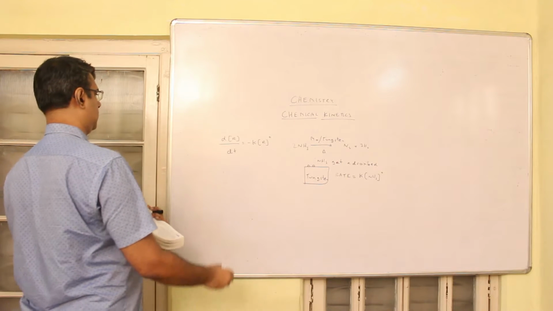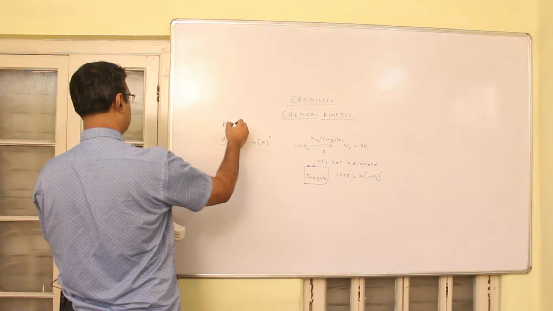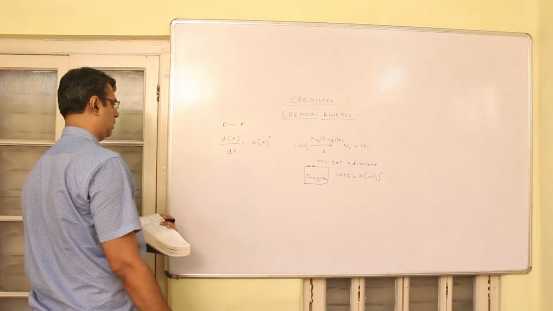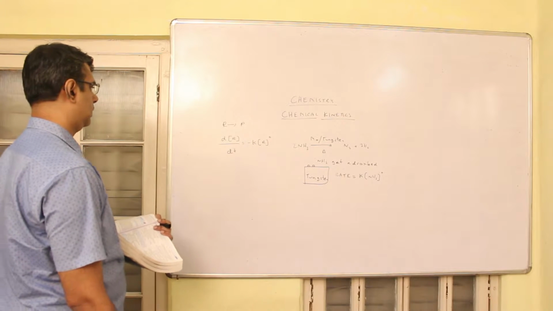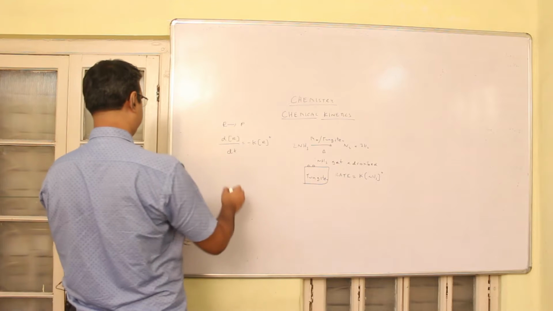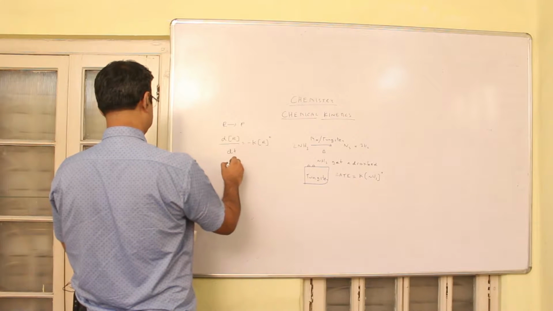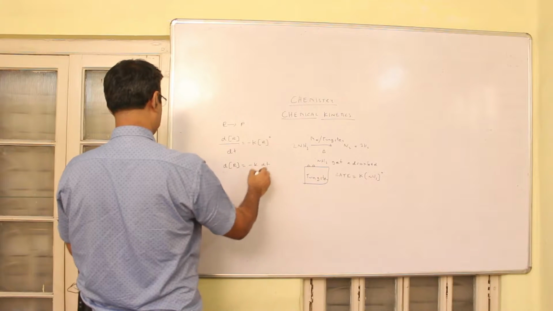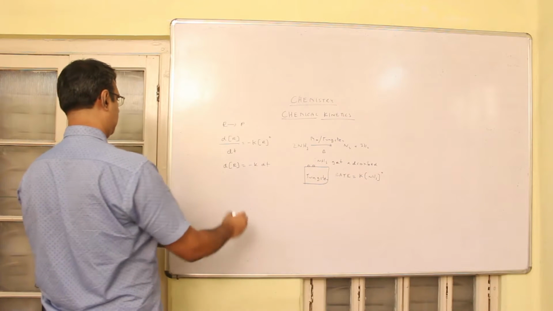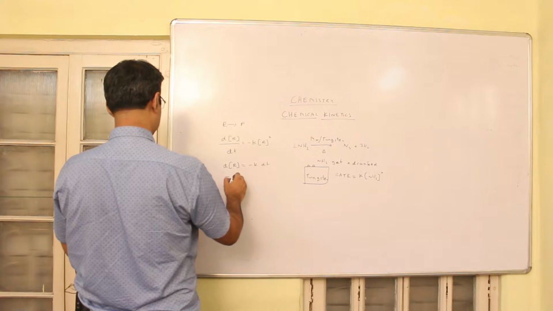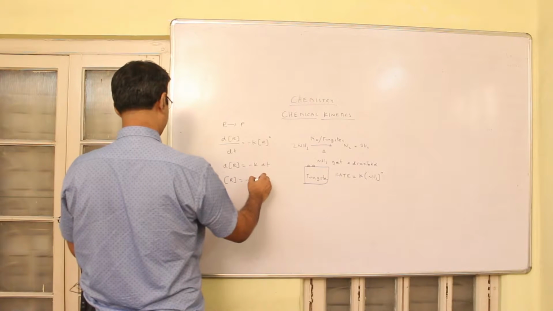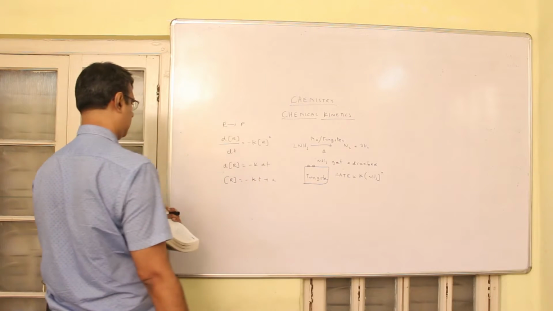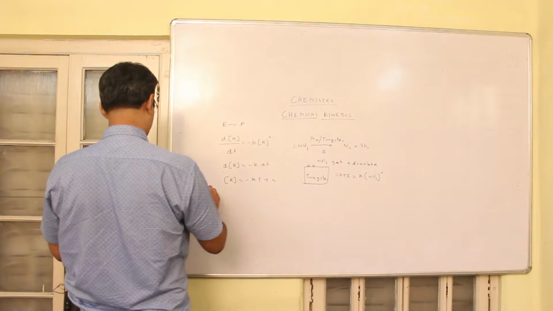Suppose there is a reaction in which R is the reactant and it's giving some products. So we can write the rate law like this. After that, you can cross multiply and write like this. And the next reaction will be this.